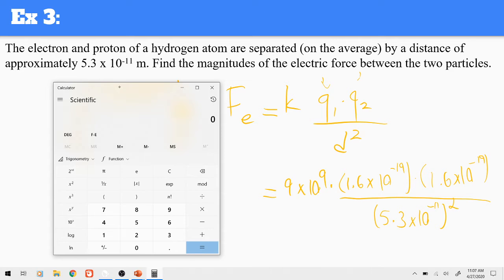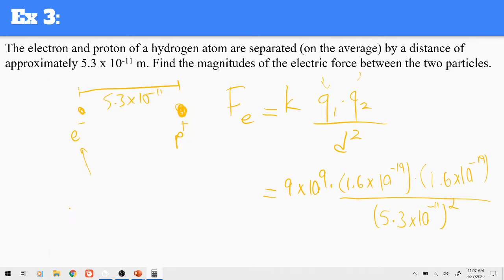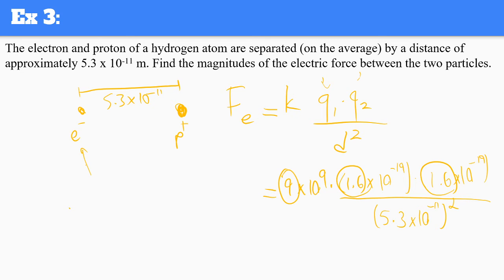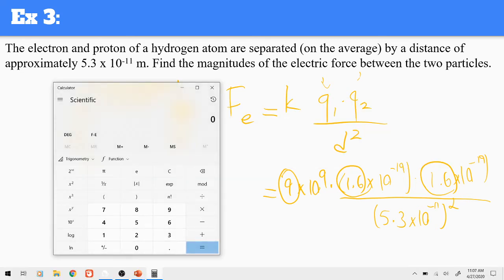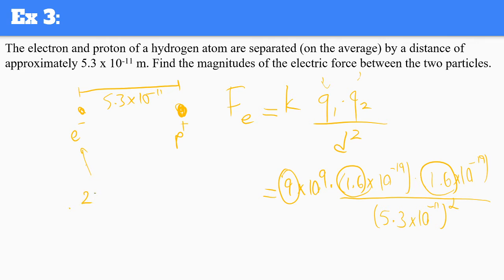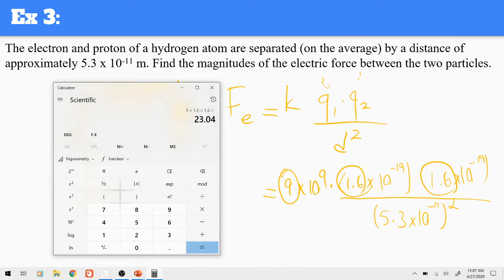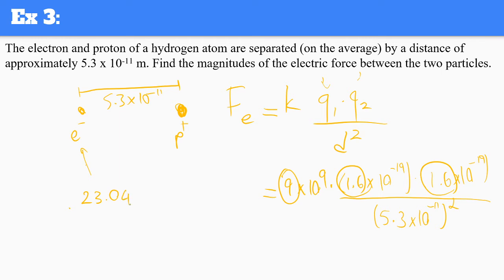I advise you guys to multiply the numbers first. So on the top we have 9, 1.6, 1.6. So we're going to be doing the powers later. So 9 times 1.6 times 1.6. So what is this at the end? 23.04. So this is the number that we have from just the numbers in front of the powers.